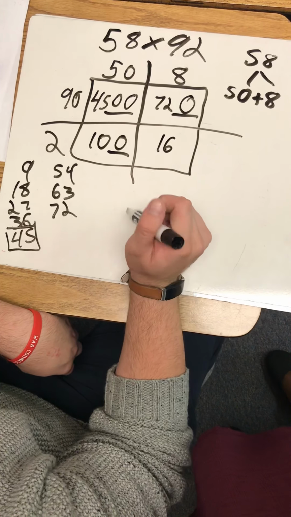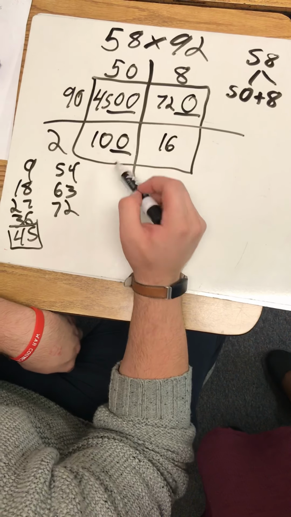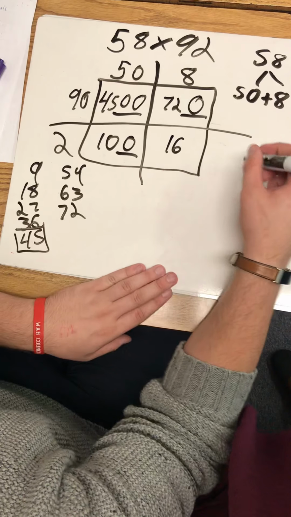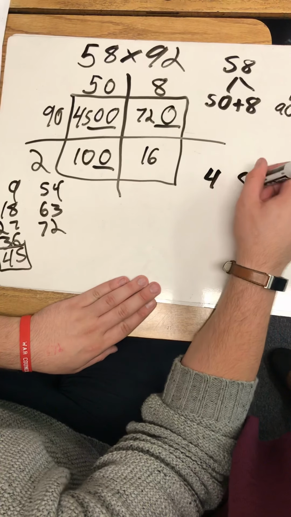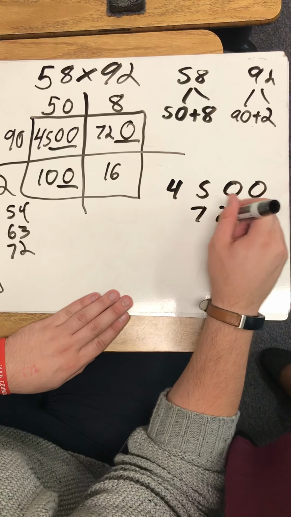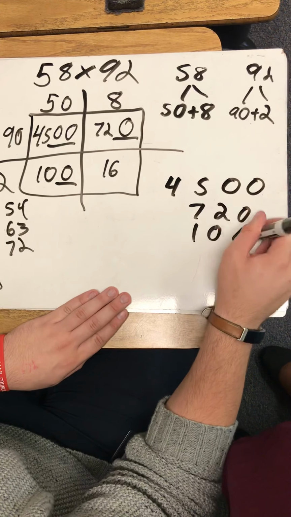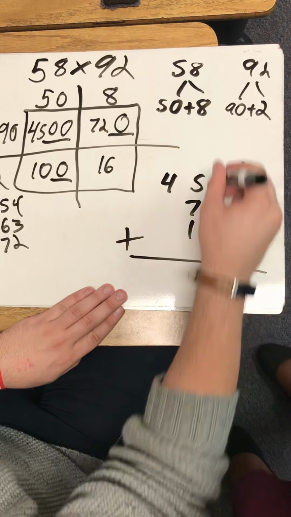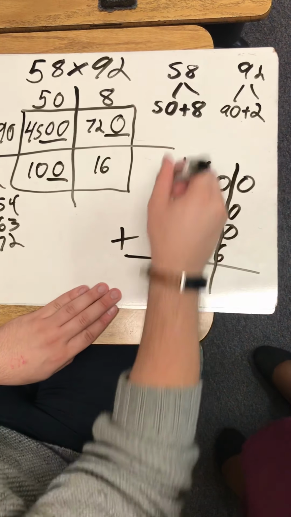Now I found all my partial products, and remember they're called partial products because when I add them all up, I'm going to find my product. So I'm going to go ahead and give myself plenty of space and list my partial products out to the side. And if I need to, I can make a place value chart to keep them nice and in line.